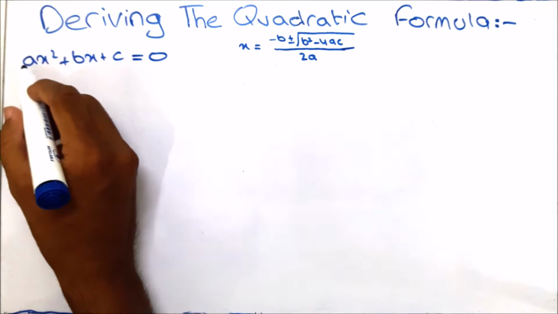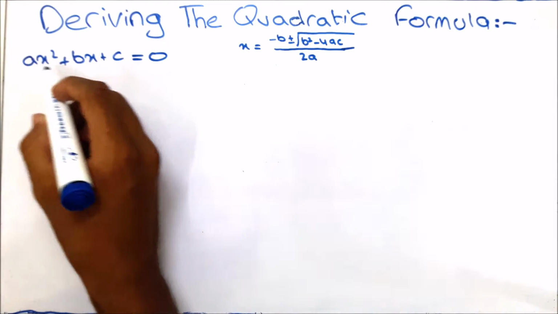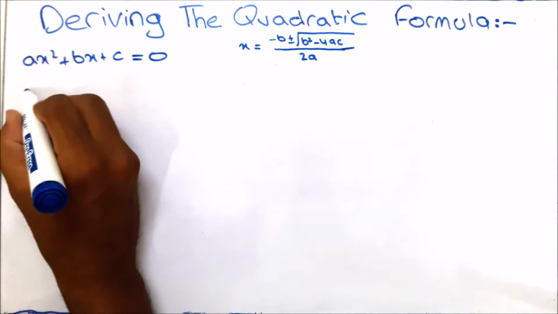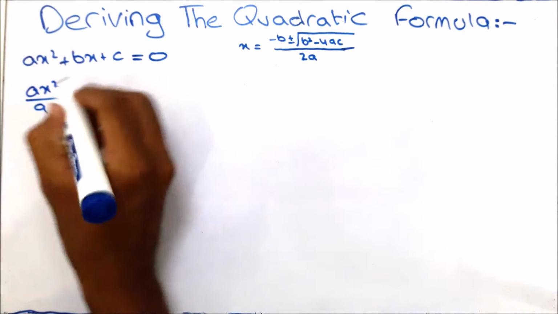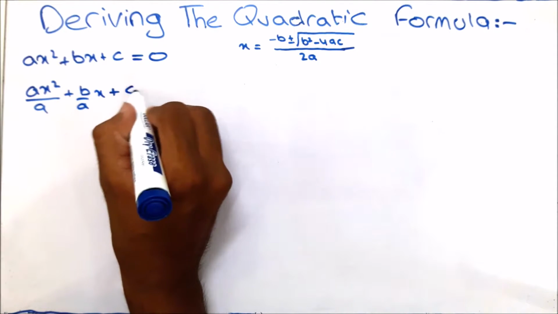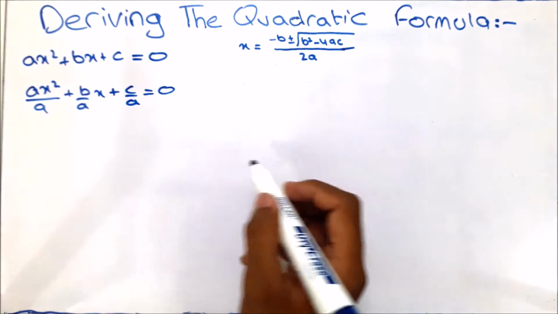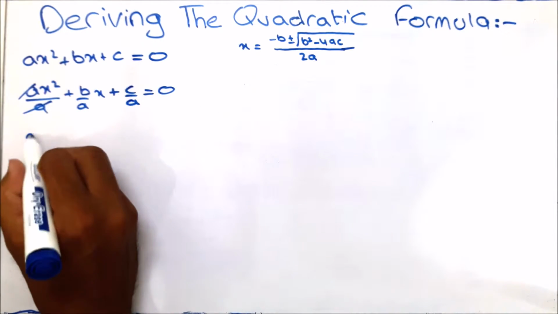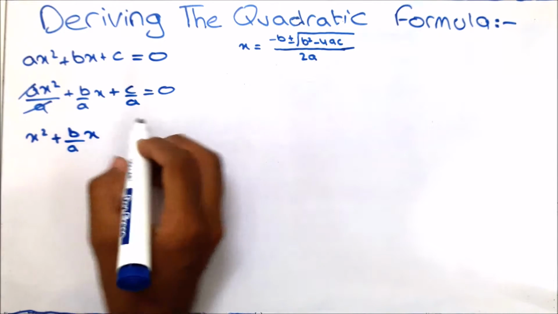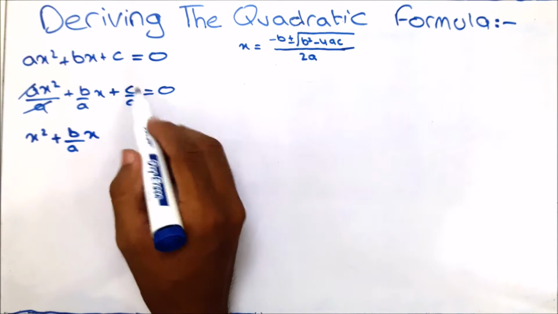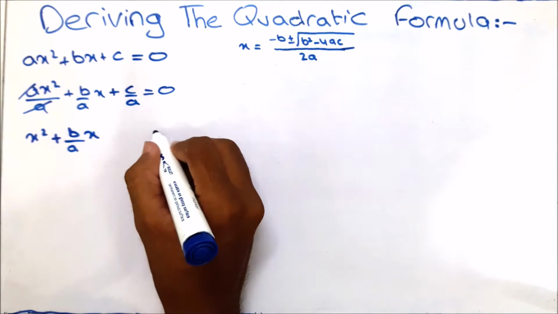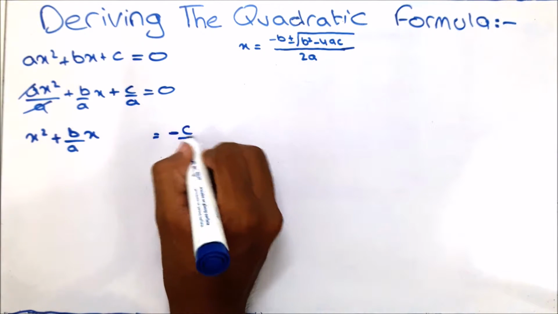Okay, first thing we do is we just get this x squared alone and divide the whole equation by a. So when we divide this by a, we get a times x squared divided by a, plus b upon a times x, plus c upon a, equal to 0. Okay, here we get x squared plus b over a x. I'll just leave some space and I'll move this constant to the other side, which we used to do in the completing the square method. I'll just leave some space and write minus c over a over here.